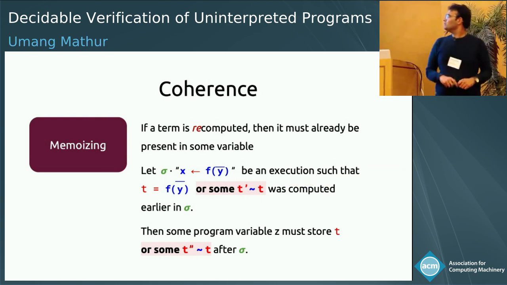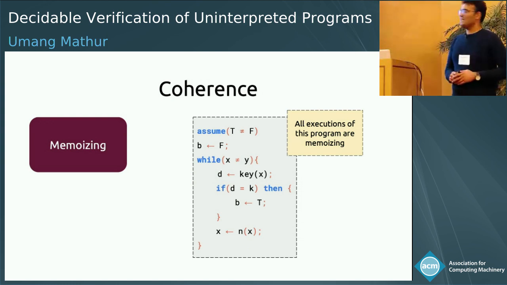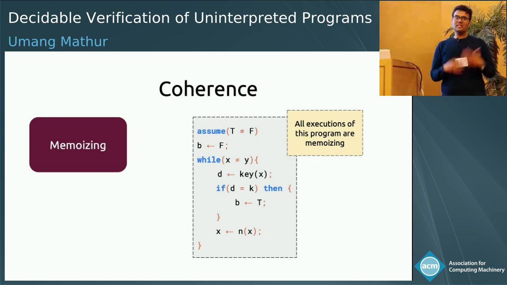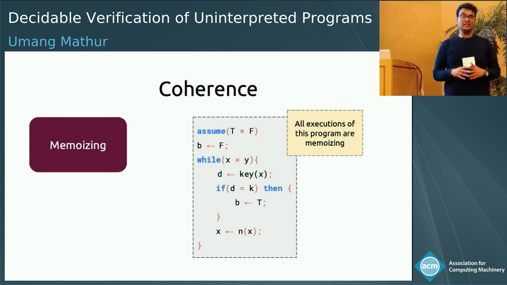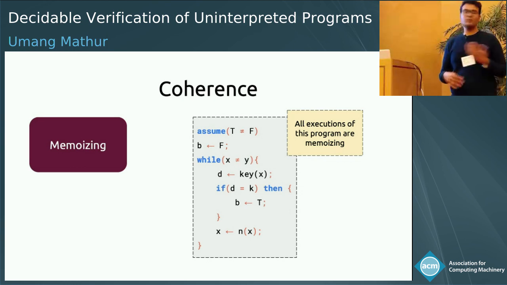Okay, so this example is such that all its executions are memoizing. That's because it's a single pass algorithm on the list. What is happening is that you're computing terms like n of x, n of n of x, or key of n of x, etc., and you're really never recomputing any term again. That means all its executions are memoizing. In fact, if we had a 2-pass algorithm, then its executions would not be memoizing, because you'd be recomputing terms and you would not have enough variables to store those terms.